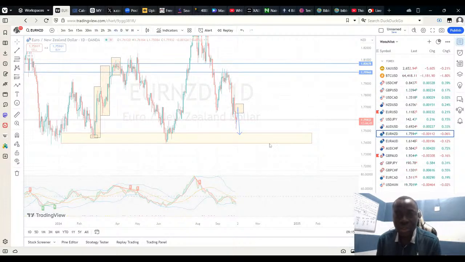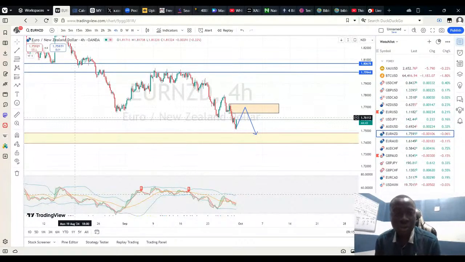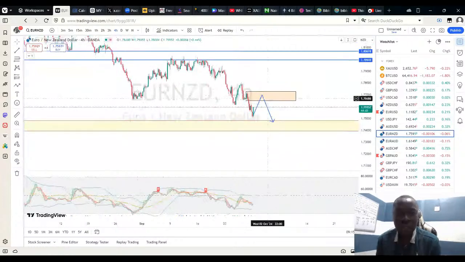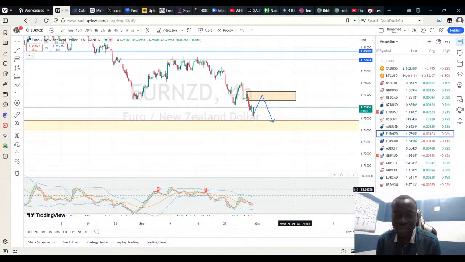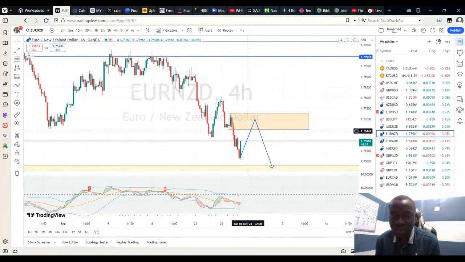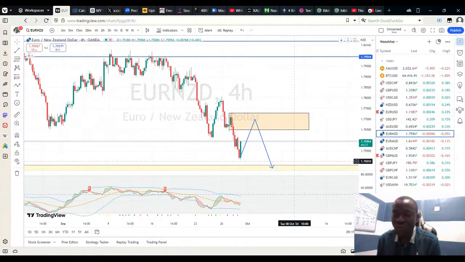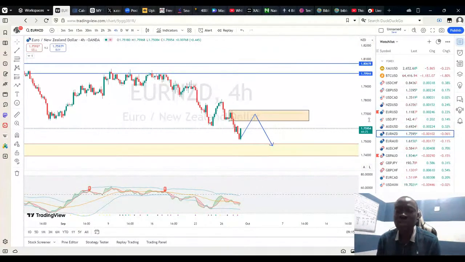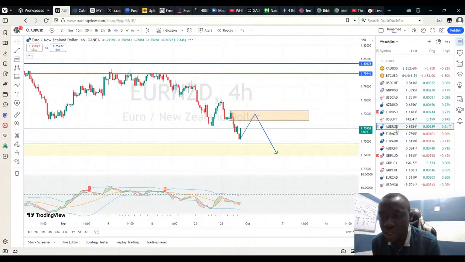Based on what I'm seeing on the 4 hours time frame, we are going to be expecting more of a sell opportunity in this market. So expect a pullback to 1.7700 or 1.7680 to look for our sell opportunity so that we can enjoy it down to the price of 1.74. So far so good. That's my decision on this Euro NZD.